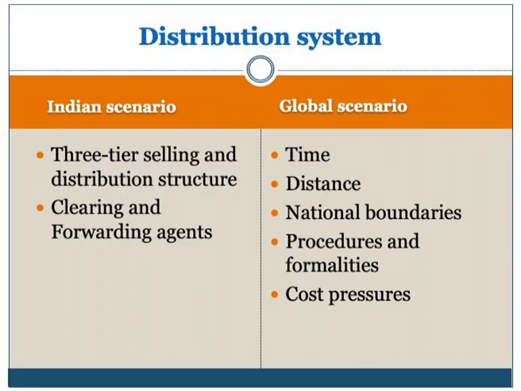Let us now look at the distribution system in India. In India, most of the companies follow a three-tier distribution structure consisting of the distributor, wholesaler and the retailer. Also, companies use clearing and forwarding agents for marketing and distributing their products. Now, these agencies have a drawback. They tend to operate in limited geographic areas only.